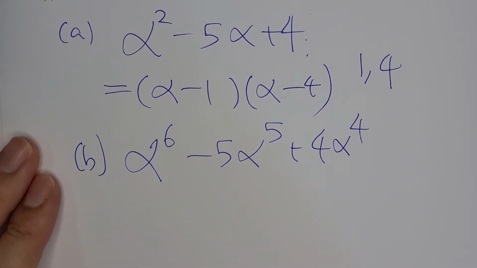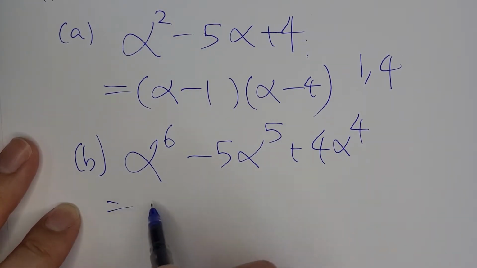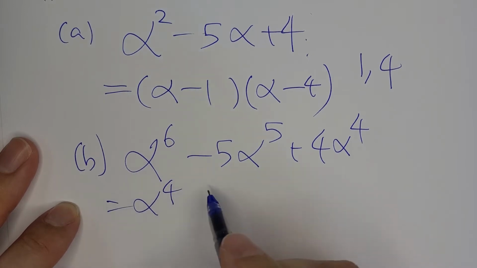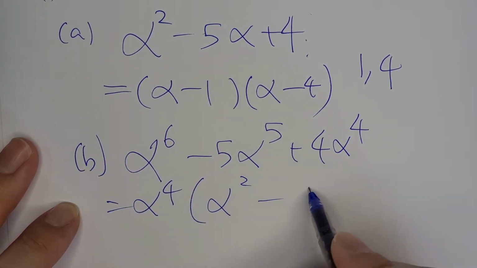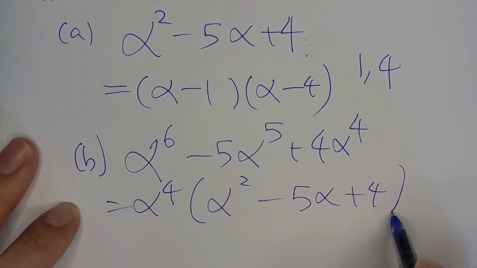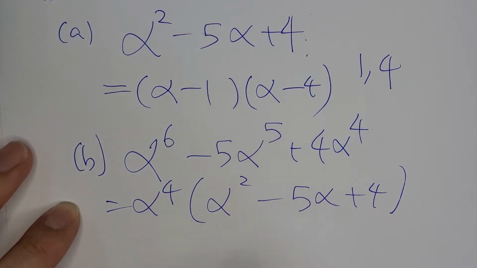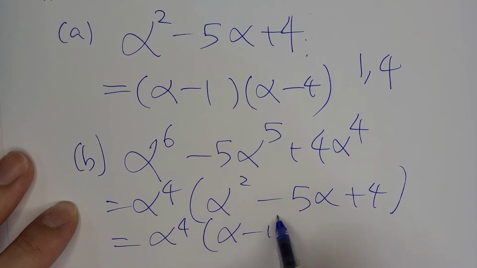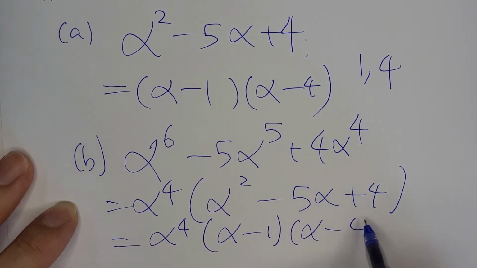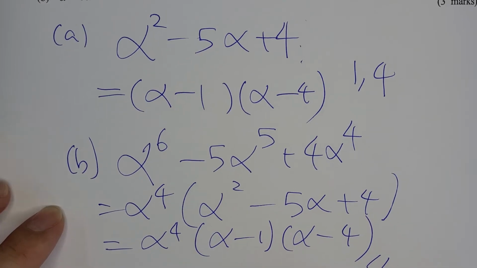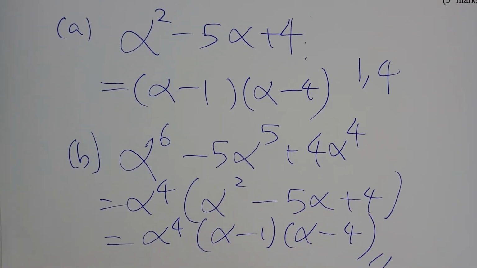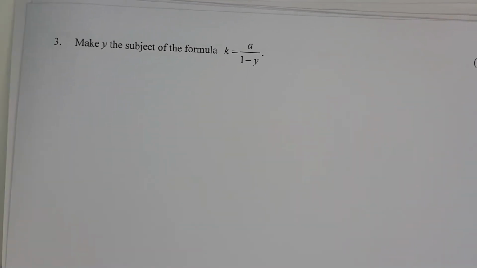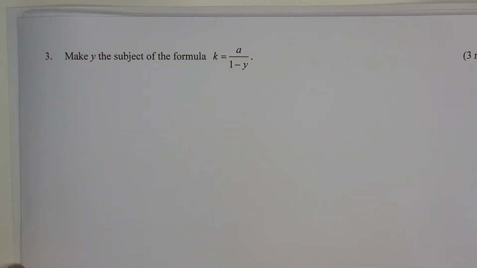You can see that you can take out the common factor alpha to the power 4 first, and then inside the bracket, alpha squared minus 5 alpha plus 4. And now you can use the result of part A, that becomes alpha minus 1, alpha minus 4. So that is the final answer, and that is the solution of question number 2. Okay, go to question number 3.